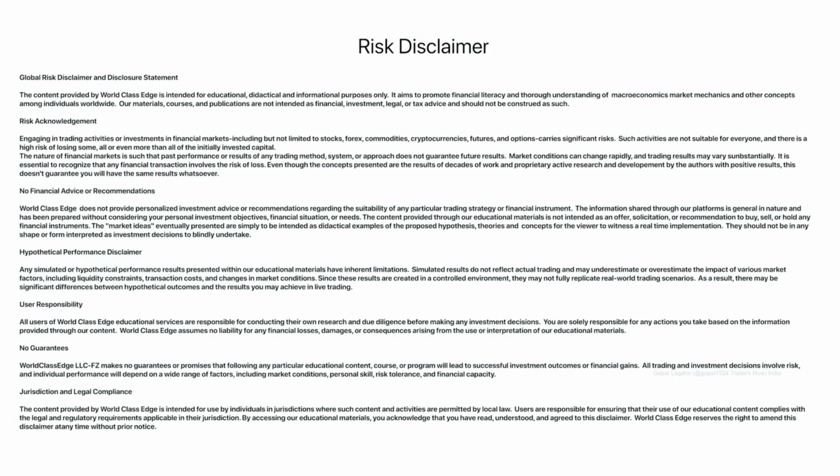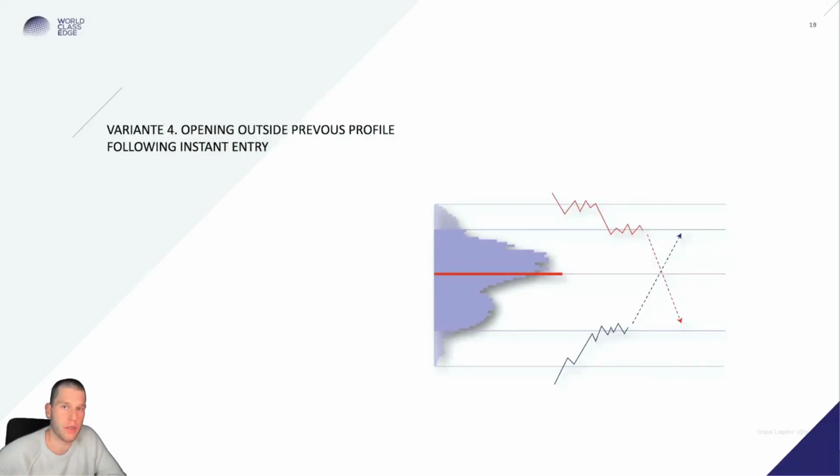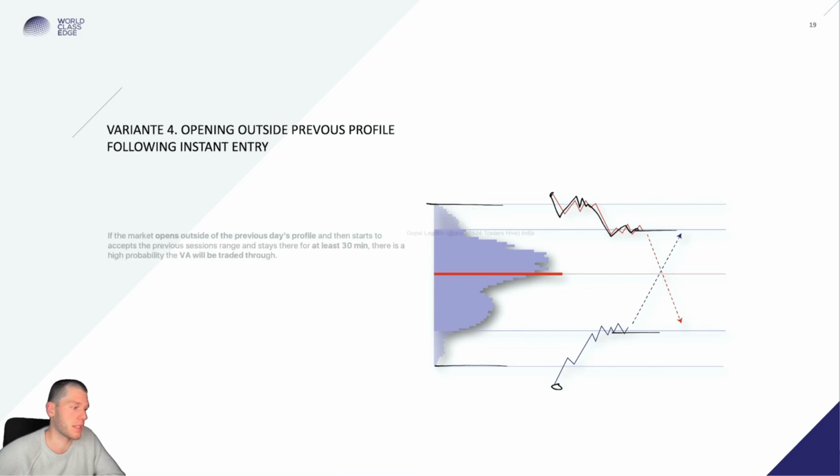So now we finish with variant 4, the last one. If the opening of a profile is completely outside of the previous day range, either below or above, like we had in the previous example, but we instantly enter the previous profile, it is enough that we enter the profile. But we will wait for the acceptance of the value area, either from the top side or the bottom side. We have another strategy, another plan for that case.